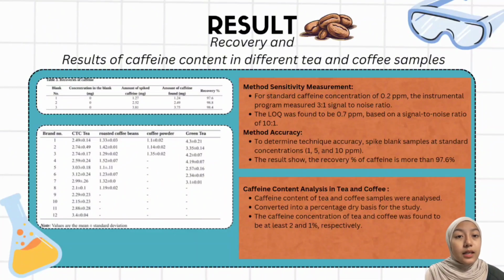Last but not least, caffeine content analysis in tea and coffee. Caffeine content of tea and coffee samples were analyzed, converted into a percentage dry basis for the study. The caffeine concentration of tea and coffee was found to be at least 2 and 1% respectively.